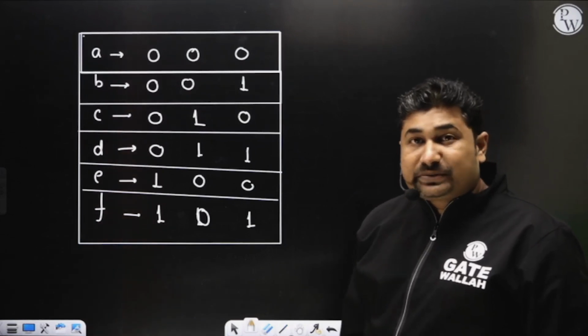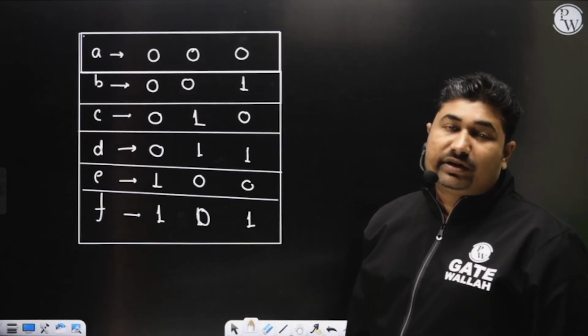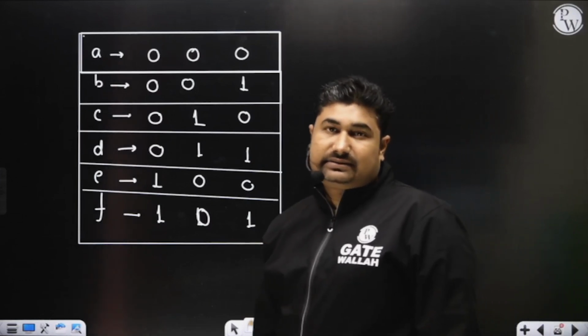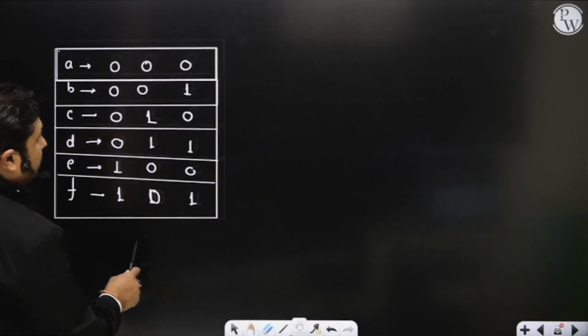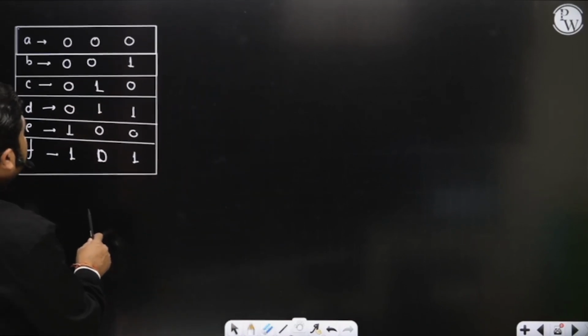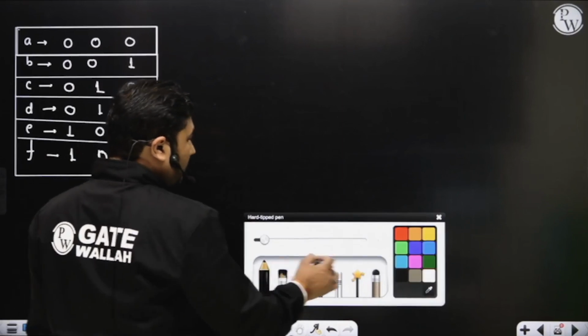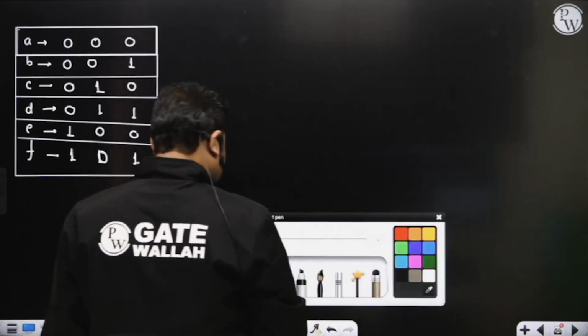How many flip-flops are needed? Sir, for 5 states, the number of flip-flops needed will be equal to 3. Yes, sir. Now please observe here. I am going to construct a state table now.